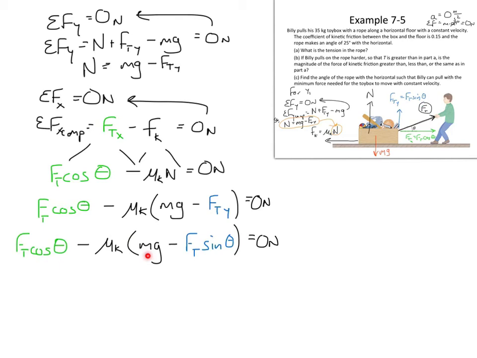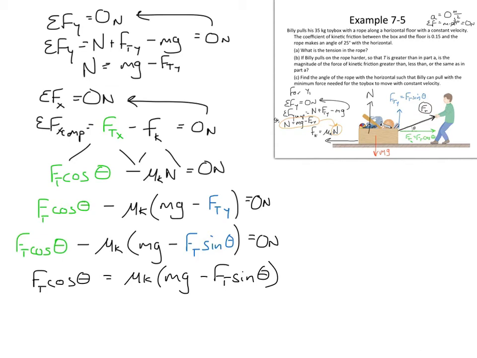So what I'm going to do is, first of all, I think to make this easier, I'm going to take this whole statement and add it to the other side. The other thing is I'm going to just write it in black from now on. So I'm going to take all this, add it to the other side, so we get rid of some negatives right there. So we're going to have Ft cosine theta equals UK times mg minus Ft sine theta.